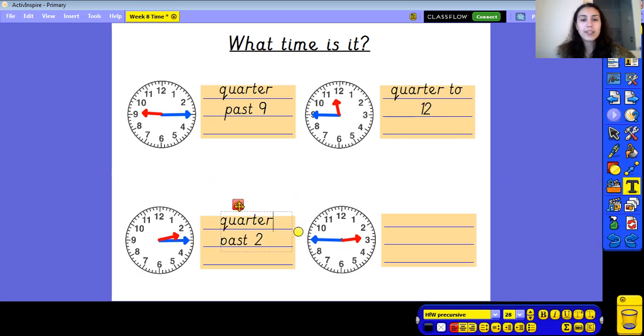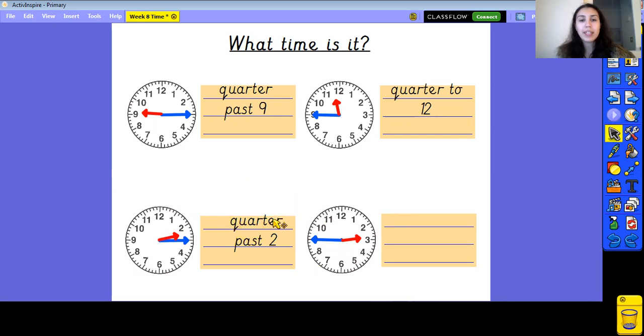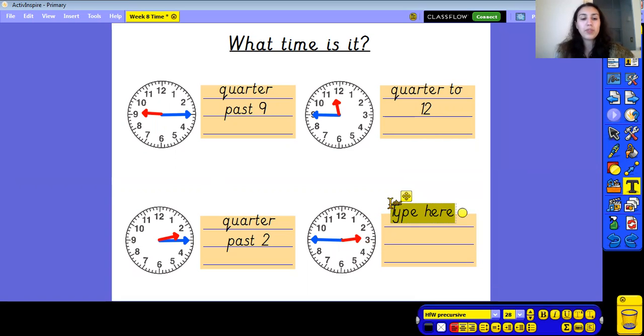And the next one, we can see that the minute hand is pointing directly to the left over the 9. And we can see that it is only a quarter of the clock away from that next o'clock. So it's on the minutes to side. So we say it's a quarter to. And which hour is it going to? Well, we can see that it's on its way to 3. So we can see quarter to 3. Well done if you've got those right.